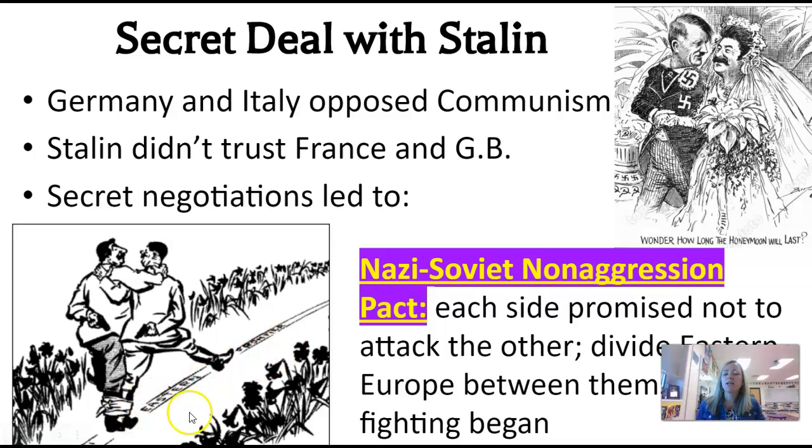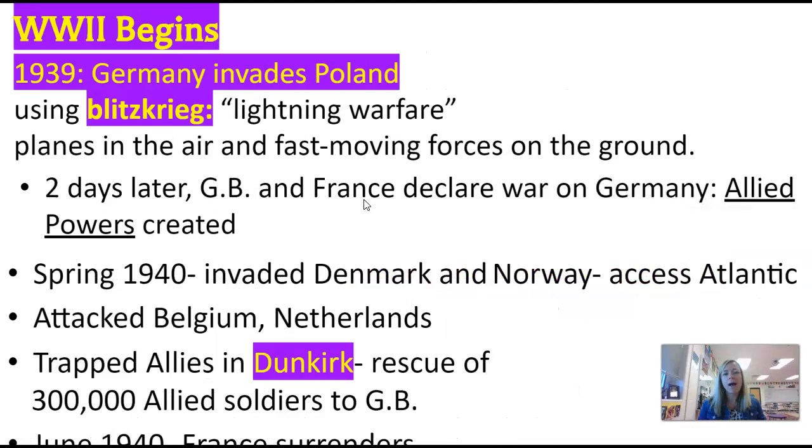They are standing on the eastern frontier, which they have agreed to divide, and yet they're actually pointing guns at one another behind each other's back, right? This one says, I wonder how long the honeymoon will last. So how long is this agreement going to last? And so we'll see what happens.